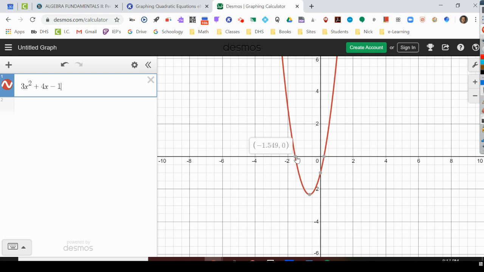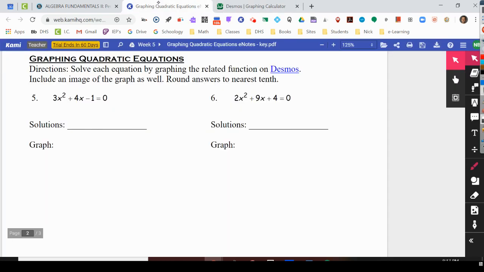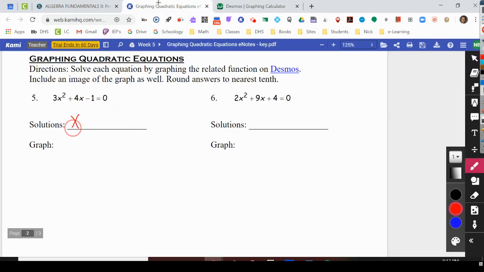So it looks like I have one solution right here of -1.5, and my other solution here is 0.2. When we talk about rounding to the tenth, it's just that first number after the decimal. So we say x is -1.5 and 0.2. So my solutions are x is equal to -1.5 and x is equal to 0.2.